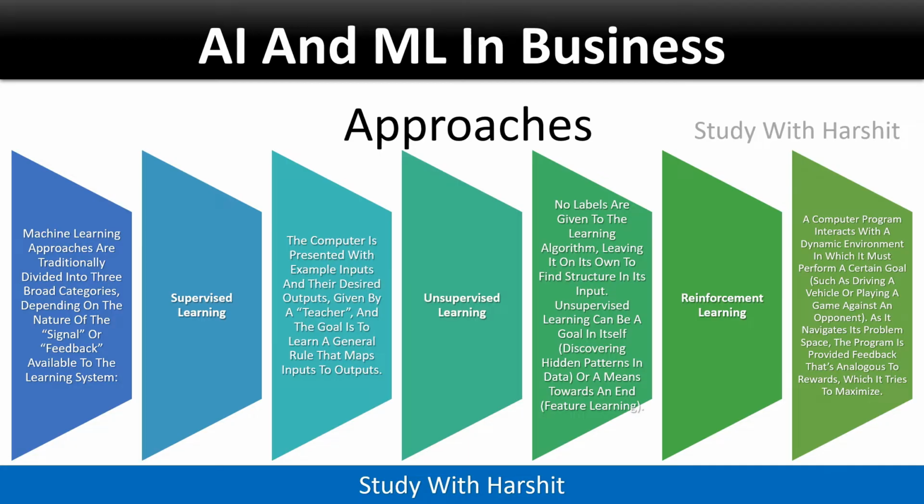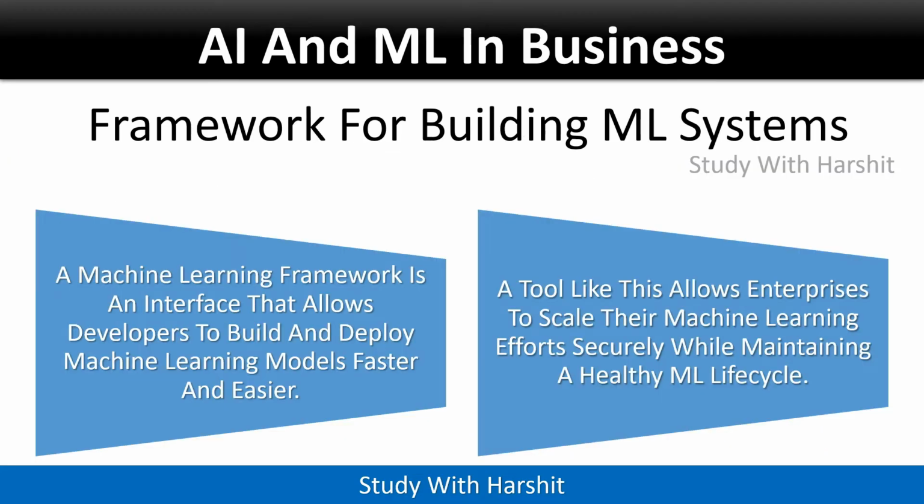Reinforcement learning. A computer program interacts with a dynamic environment in which it must perform a certain goal, such as driving a vehicle or playing a game against an opponent. As it navigates its problem space, the program is provided feedback that is analogous to rewards, which it tries to maximize.